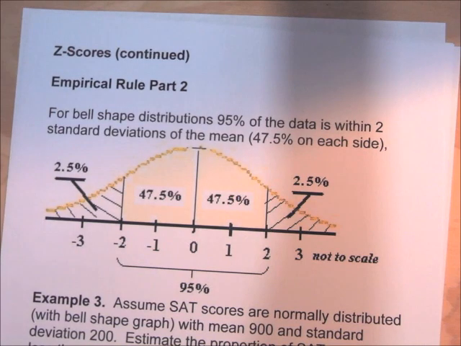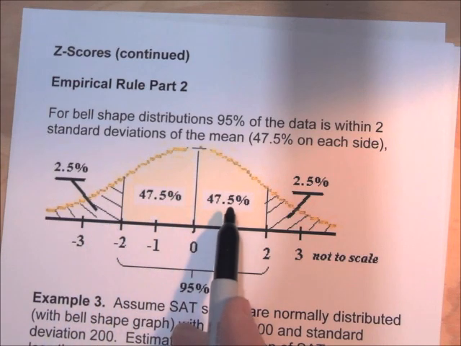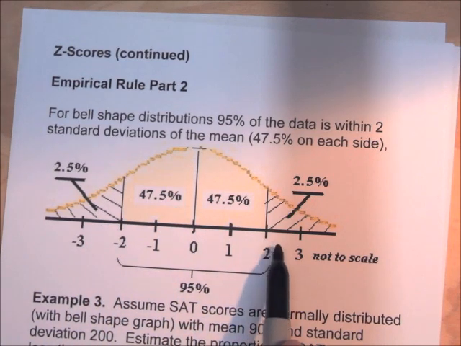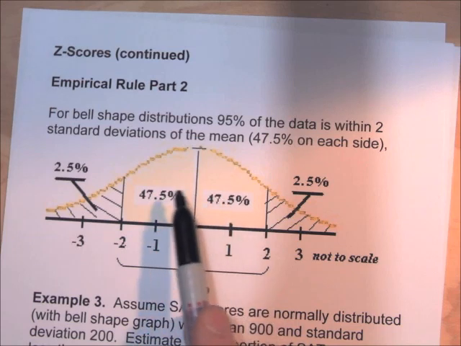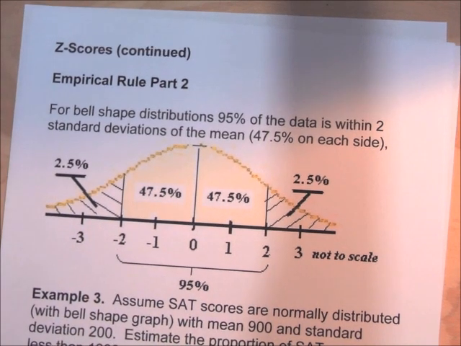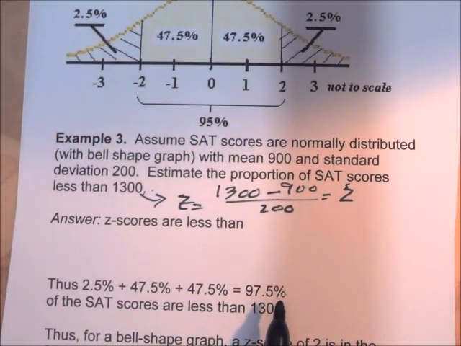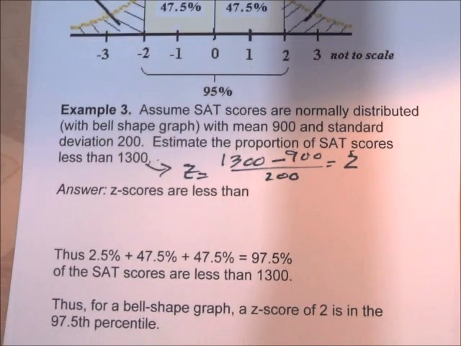Okay. So we want the z-scores that are less than 2. Well, there's 3 pieces of the graph here where they have z-scores less than 2. Right? Here's number 2. This is z-score 2 here, and it's going to be the 47.5% plus the 47.5% plus the 2.5%. So you want to add those up, and that adds up to 97.5%. So 97.5% of the SAT scores are less than 1300.